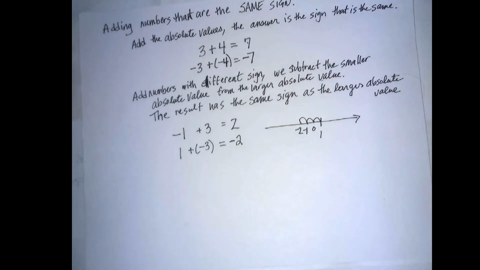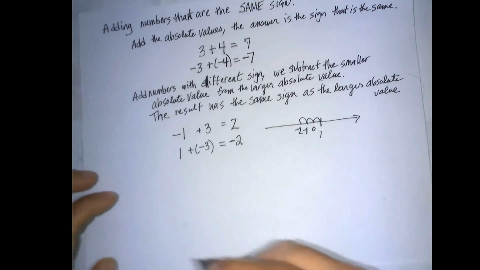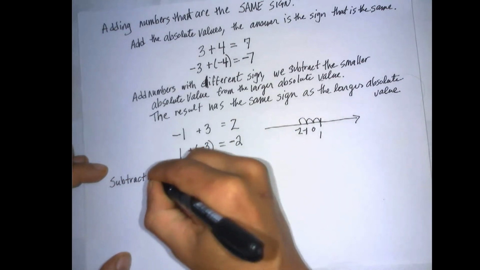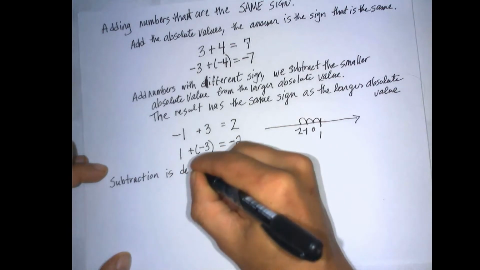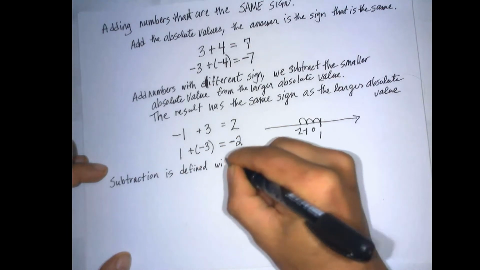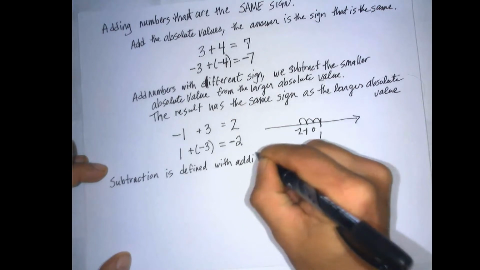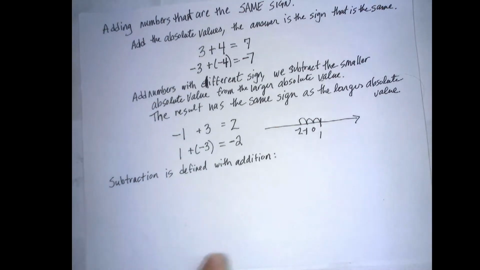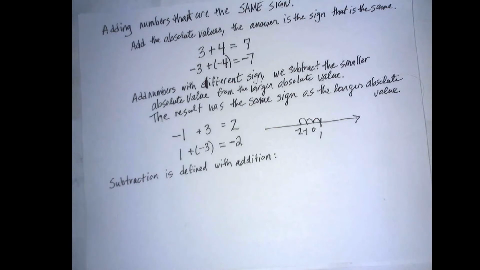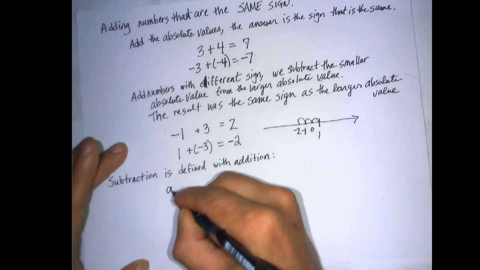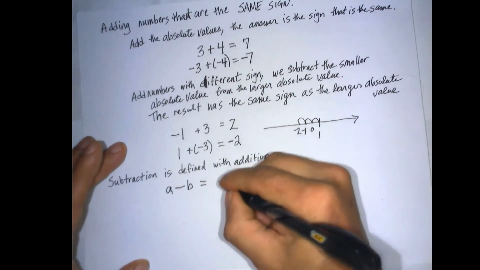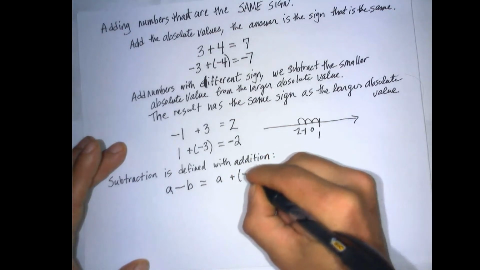Subtraction is the same rules. However, subtraction is defined with addition. And this is where I lose some people sometimes, because these two operations are considered the same, because subtraction is defined by addition. So when we say A minus B, what we are saying is A plus the opposite of B.